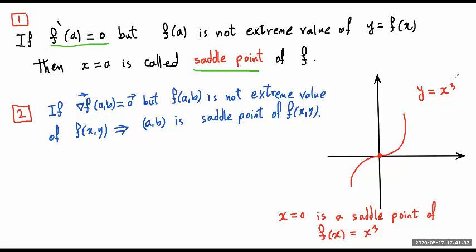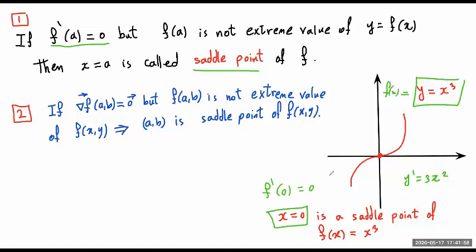For example, let's take this function y equal x power 3. The first derivative is y' equal 3x power 2. So if I put x equal 0, the derivative is 0. So f'(0) equals 0. But using the graph of the function, f(0), which is 0, is not a local maximum and not a local minimum. So the point 0 is a saddle point for the function x power 3.